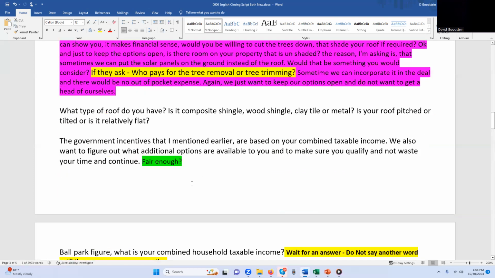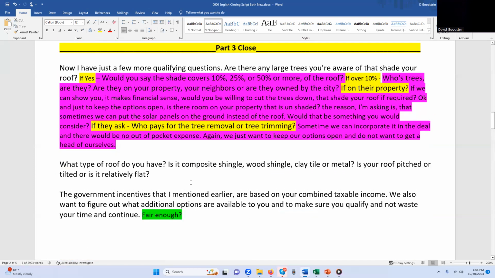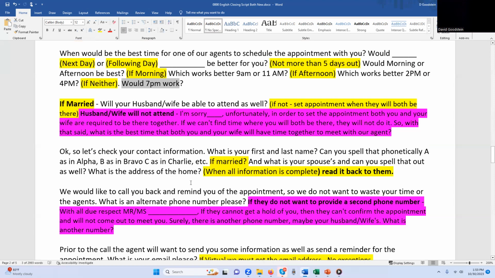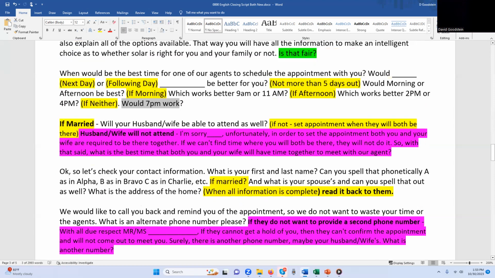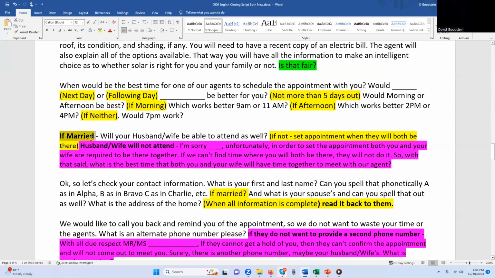Now, remember, up here, we asked if they were married. So down here, we're speaking to the guy. Will your wife be able to attend as well? Again, both husband and wife need to be there. So we have a built-in rebuttal if they say no.